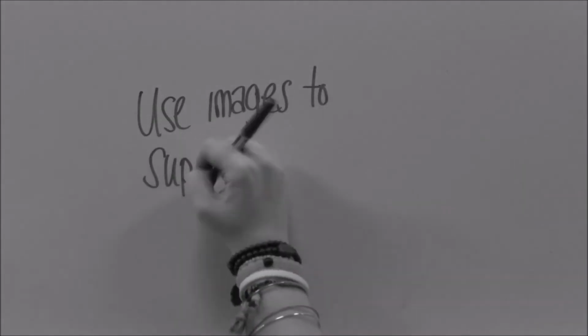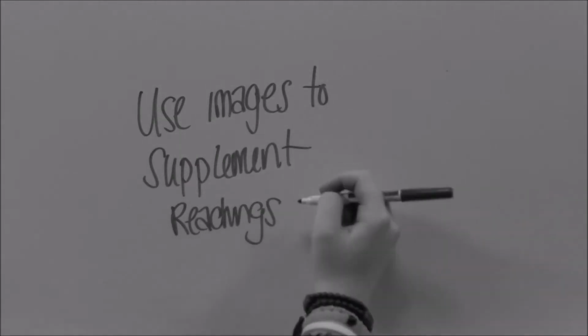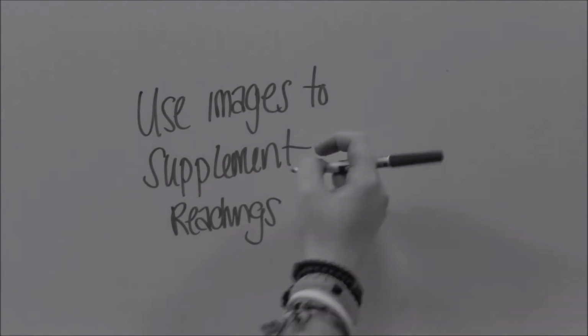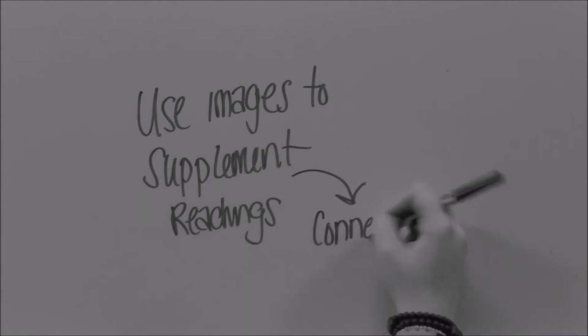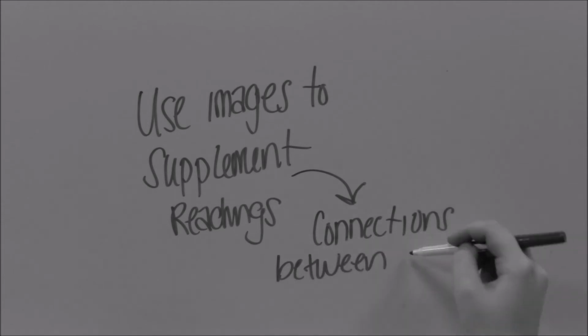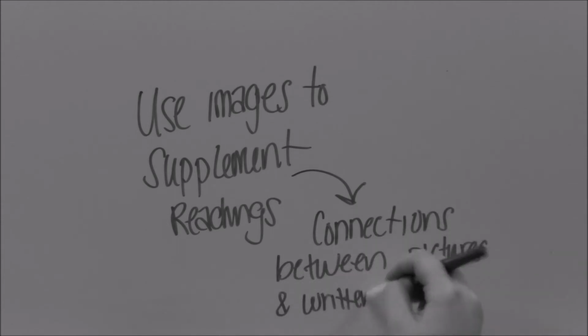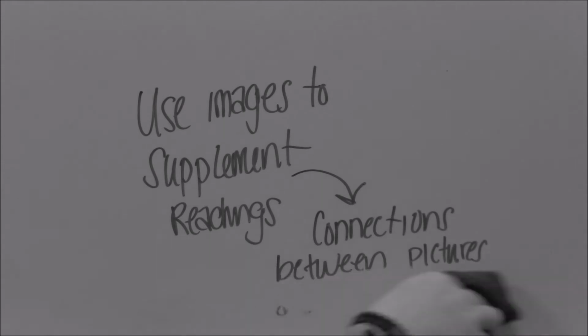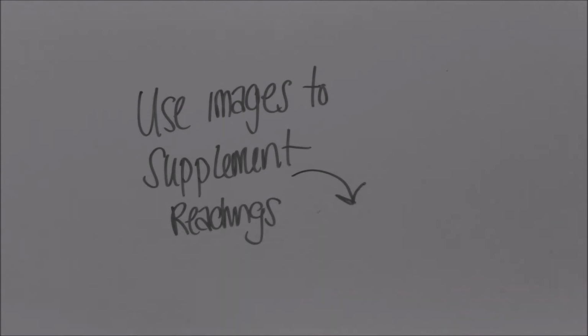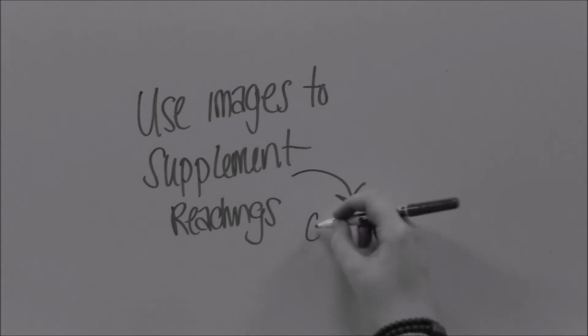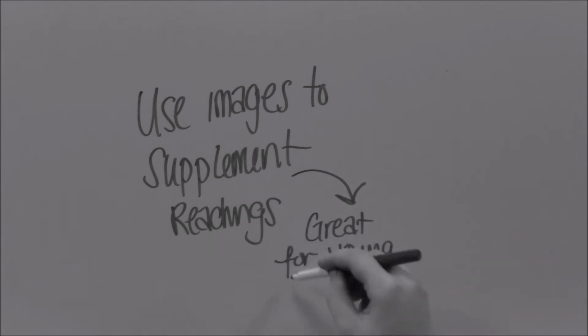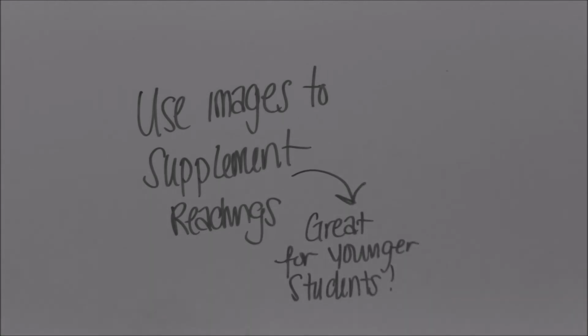My next tip is to use images to supplement any readings that you have in class. Definitely don't use images to replace any readings. That's very condescending, but it can help students make connections between the pictures and the written word if we use images to supplement the readings. This is also great for younger students, especially younger students who are having trouble with reading.